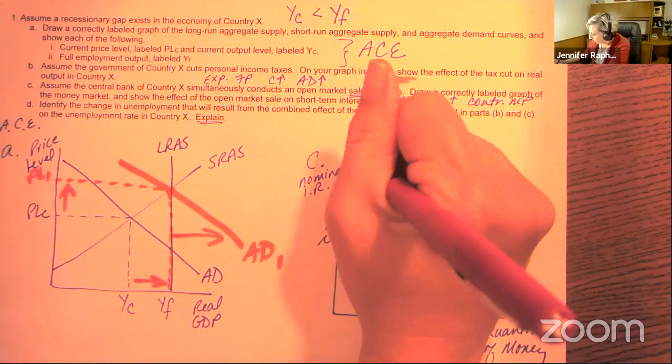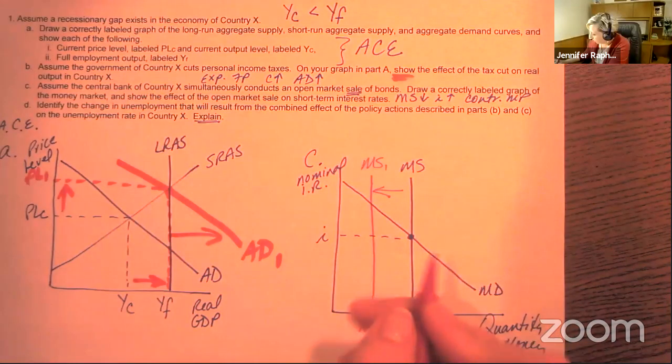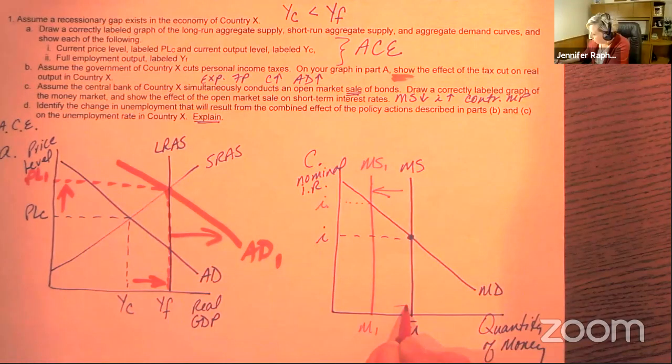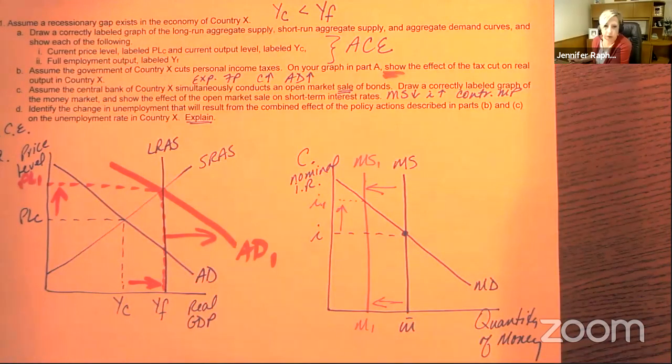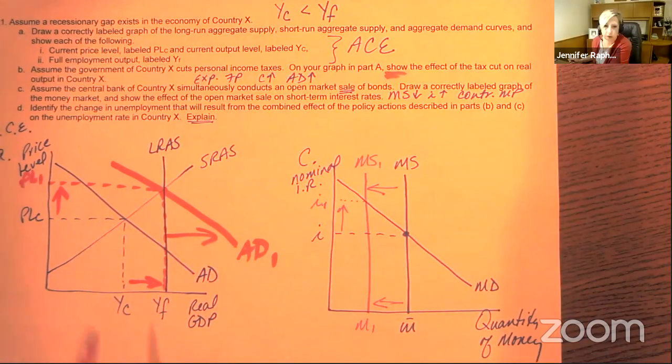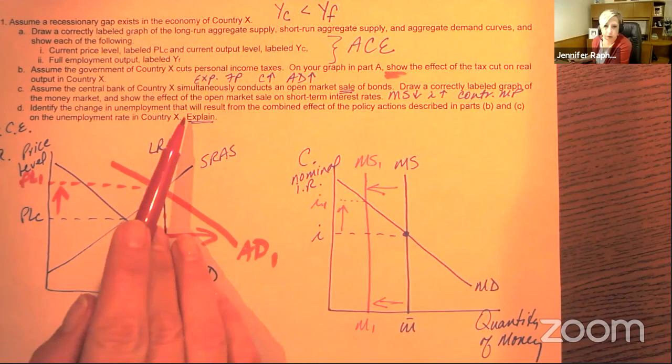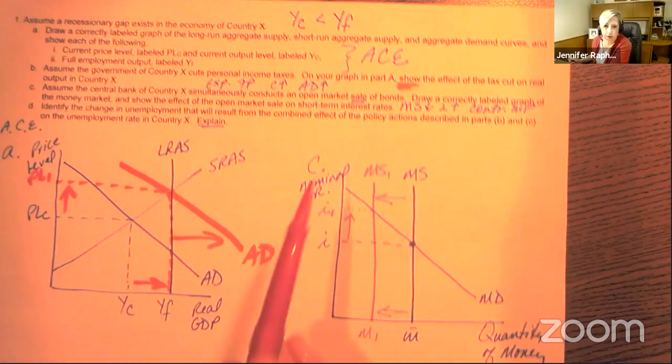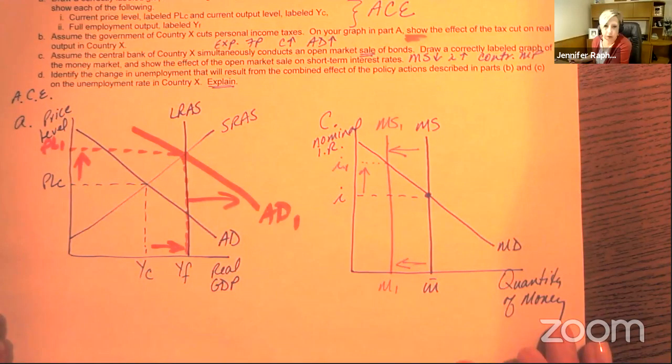So again, show the effect of the change on all your variables. Quantity of money decreased, and nominal interest rates increased. So there's a correctly labeled graph of the money market showing the effect of an open market sale. So the final question, part D, asks us to identify the change in unemployment that results from the combined effect of the policy actions. I'm going to slide this up just a little bit so we can just see part D here and also see the answer that we're going to develop.